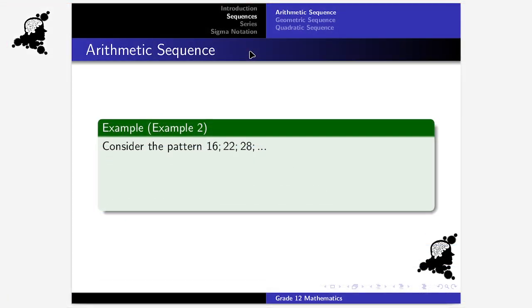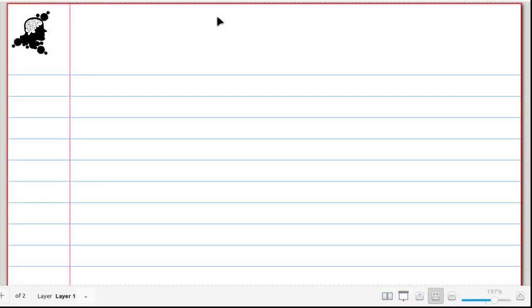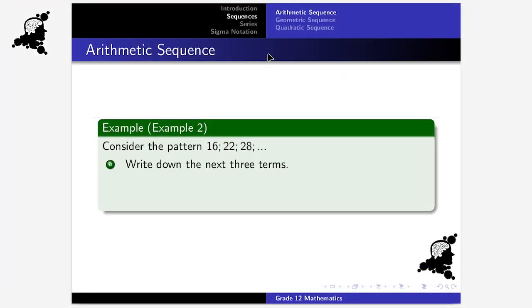We've got another pattern now. So we've got 16, 22, 28. Let's write this down on our writing pad. So we've got 16, 22, and 28. By now you can surely guess what the first question is going to be. Write down the next three terms.